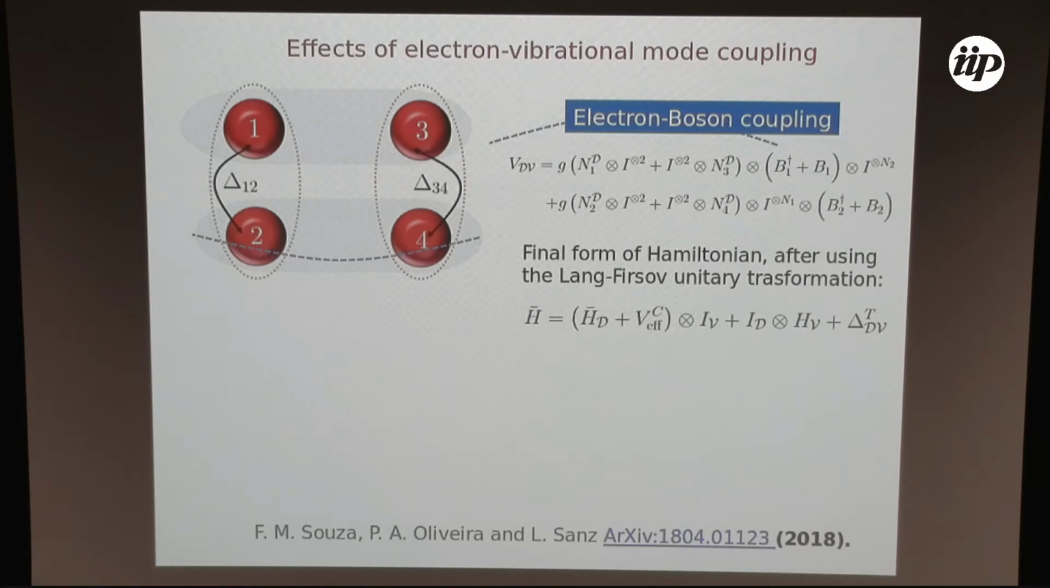This is behind the Cooper pair formation in superconductors. If you go to the BCS theory, you see that two electrons are attracted to each other via vibrational modes of the lattice. Here we have a similar effect. So how can this effective interaction mediated by phonons generate quantum entanglement?